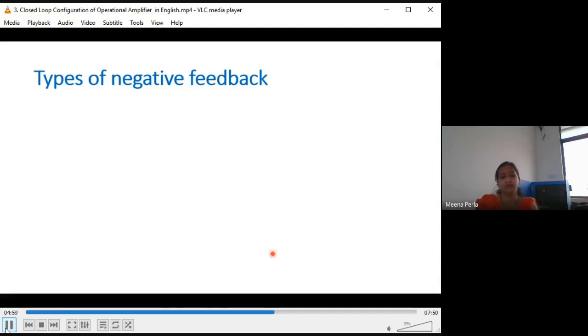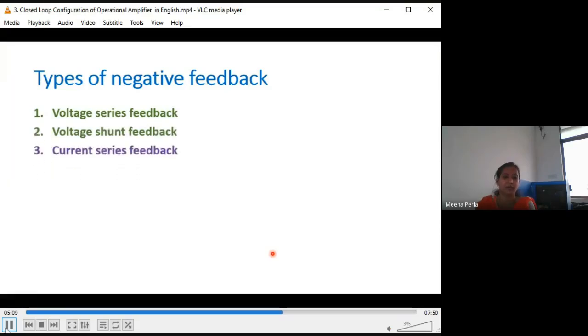Next one is types of negative feedback. There are four types of negative feedback. First one is voltage series feedback. Second one is voltage shunt feedback. Third one is current shunt feedback, and fourth is current series feedback. I guess you must have seen all these types of negative feedback in your EDC subject when you studied.